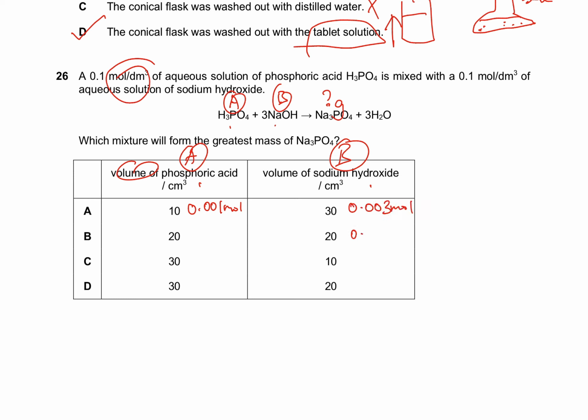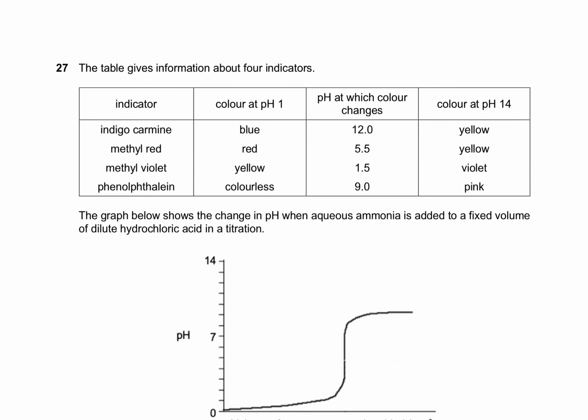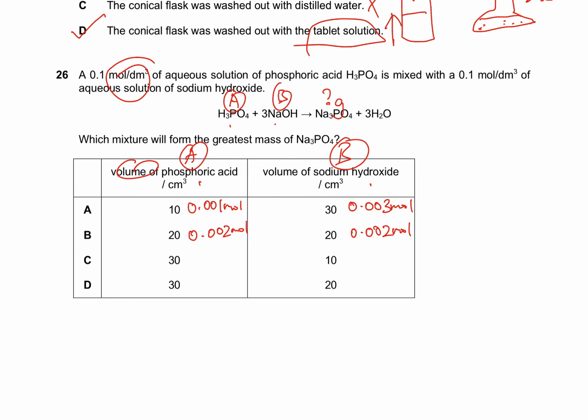Please know that you need to do at least all this amount of work. Multiple choice is not supposed to require you to do lesser work. Multiple choice is supposed to require you to do more work because they are giving you options. So they expect you to be able to think, hey, is my math correct or not? Oh yes, correct. Okay, so 0.003, 0.002.